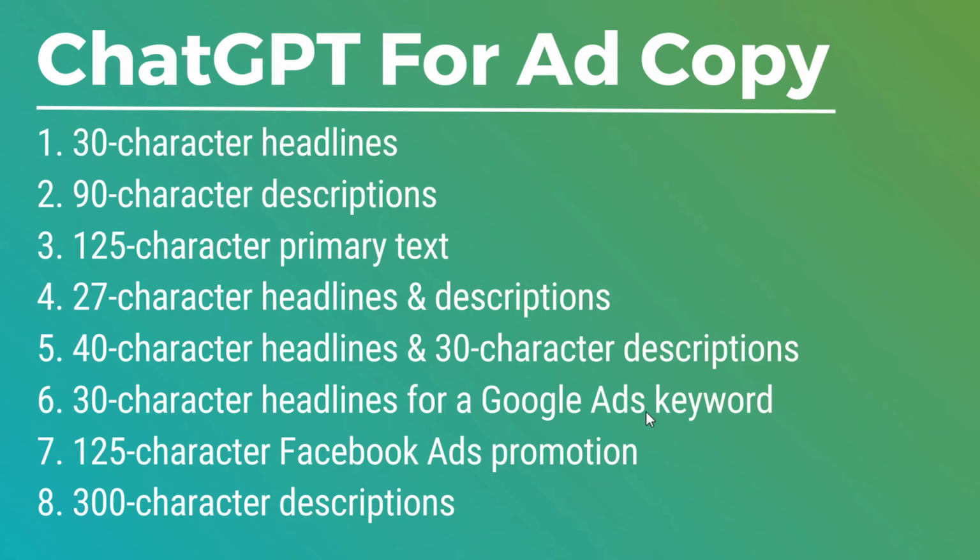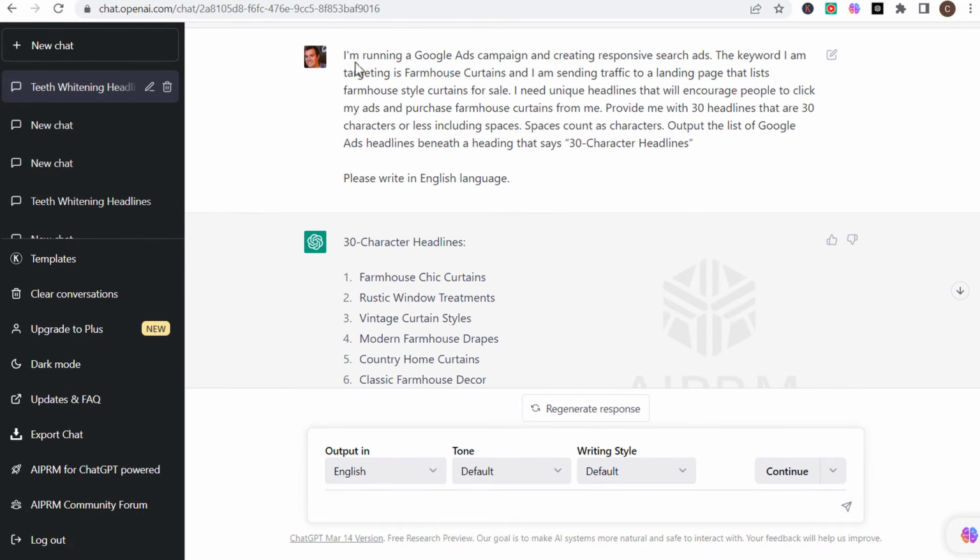Now let's just say we're doing this for a ton of different Google Ads keywords. We're creating responsive search ads and we have 100 different ad groups. So we need a bunch of headlines for our responsive search ads. So basically the next one is going to be, if we scroll down, pretty simple.